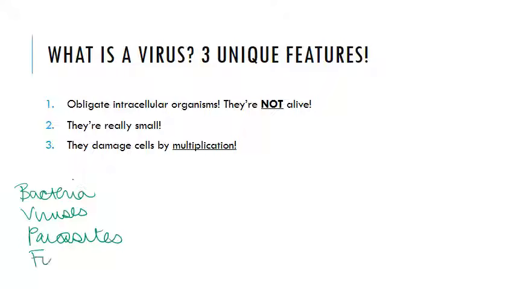When we think about these 4 organisms, we also need to think about what makes them different because they're likely to cause different forms of disease. And we're going to start with viruses. So viruses luckily come with 3 unique features. The first one is that they are not alive. Well, not technically. This means that they are obligate intracellular organisms.